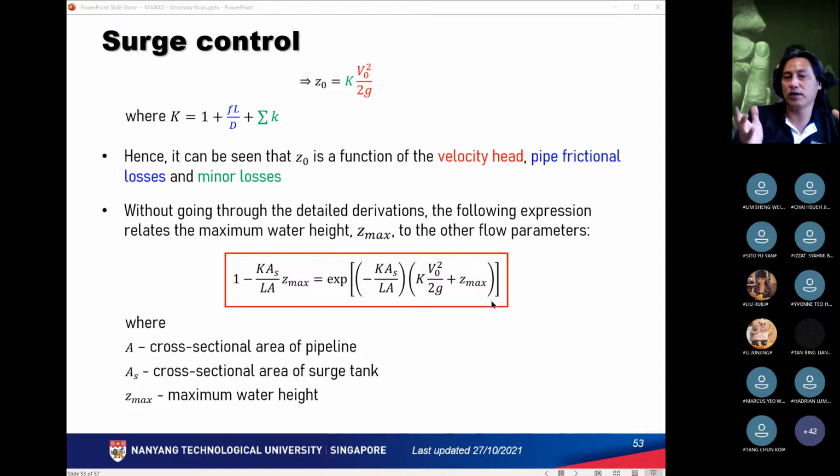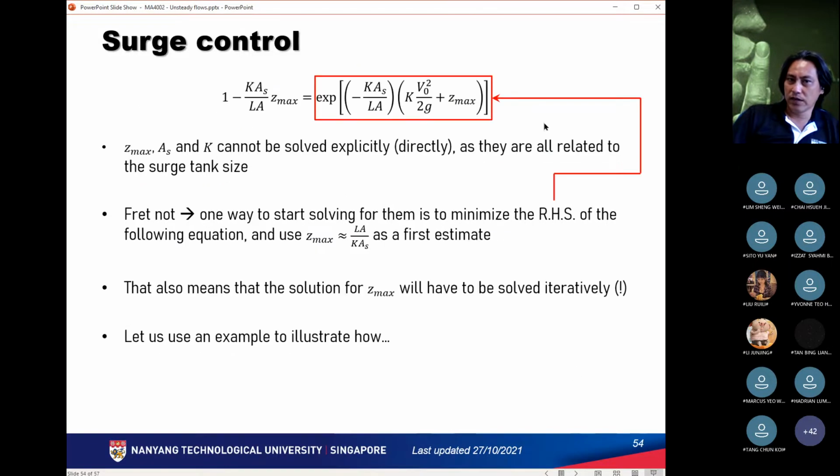I'm quite sure you guys know what this entails. It seems to imply that solving for Z max involves a trial and error process, don't you think? It's like comparing the left-hand side, comparing the right-hand side, and so on and so forth. Now, it can be seen from this expression that Z max, AS, and K cannot be solved explicitly, meaning they cannot be solved directly, because all these are functions of the surge tank size.